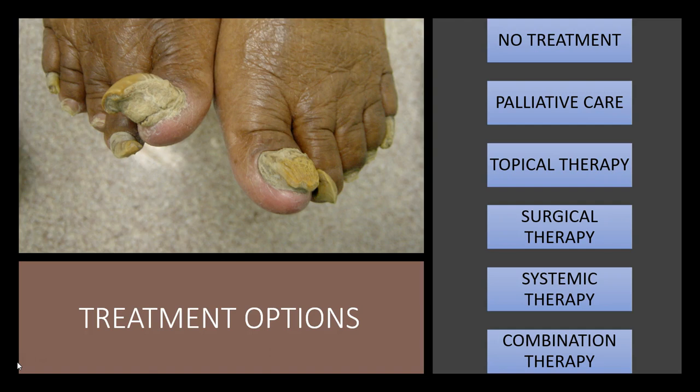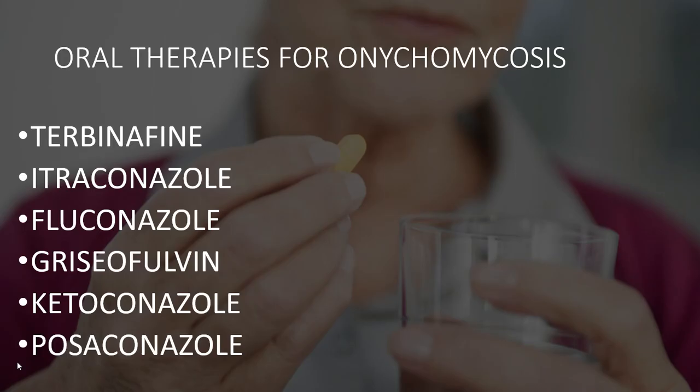Now, looking at onychomycosis in the elderly patient, there are a variety of options available, and I suspect most of the listeners are familiar with the available therapies. They range from no treatment to palliative care. Topical therapies of various types are available. Surgical therapy ranges from removal of the nails to removal of the nail and matrix for permanent removal. Systemic therapies are certainly available, and combination therapies.